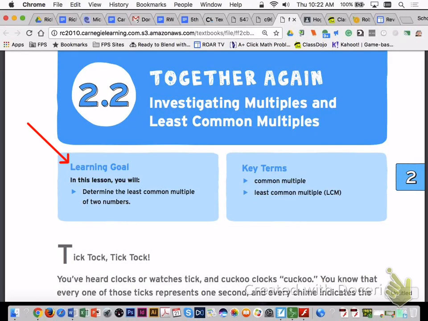Hi class, in lesson 2.2 you will be investigating multiples and least common multiples. Learning targets for today, you will determine the least common multiple of two numbers. Key terms to look for: common multiple and least common multiple, abbreviated LCM.